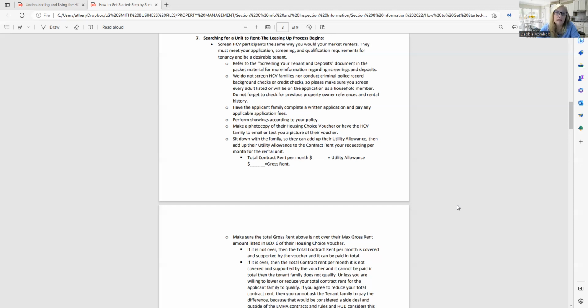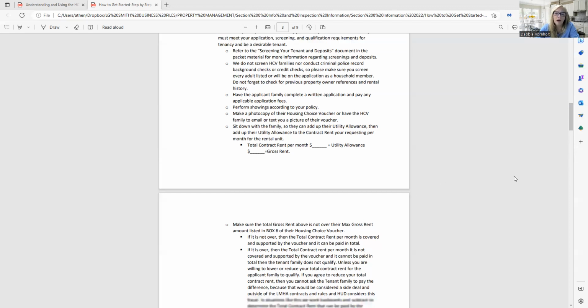So it is your responsibility to have them fill out a written application. They are responsible for paying the application fees. They have to pay the security deposit. Now, if they get assistance from somewhere else, that's okay, but Section 8 doesn't pay their security deposit. Be sure that you get a copy of their voucher so that you have that on hand. We used to have to sit down with them and add up their utility allowance. They've made some changes to the voucher, which is great. They now tell us what the voucher amount is with the utilities, which is awesome. But sit down with them, talk to them, and explain how all of this works. Treat them just like any other person.